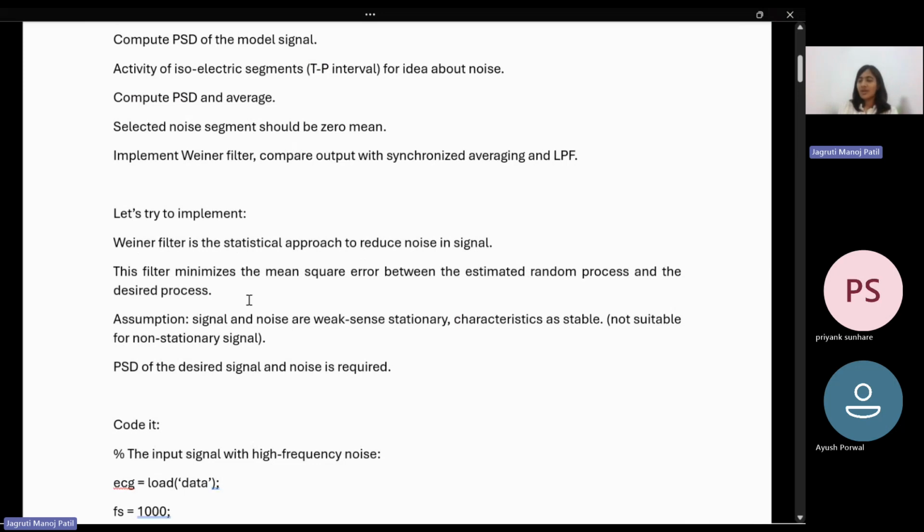So, but here what's our assumption? The assumption is that the signal and the noise, both of them are weakly stationary, meaning that the characteristics are stable. But when it's applied to non-stationary signals, it's not suitable for them because they're always fluctuating randomly.